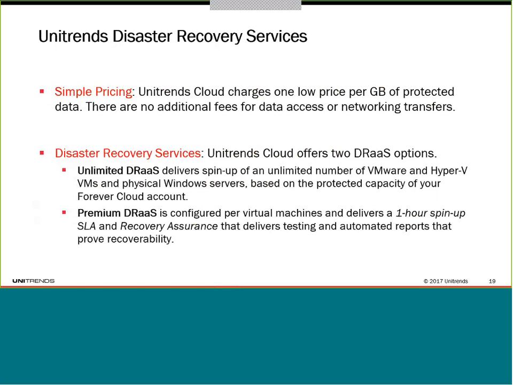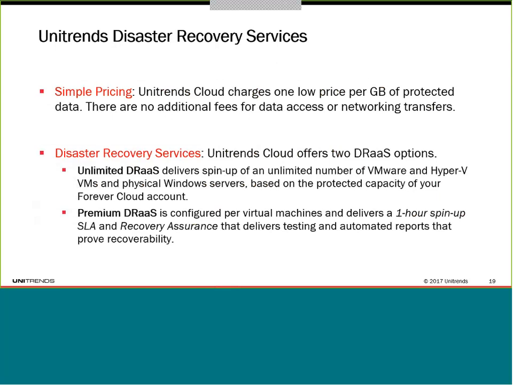The other thing that Unitrends Cloud offers is simple pricing. One low price per gigabyte of protected data. No additional fees, no recovery fees, no movement fees, or any other sort of fees on top of it. It's just a one-time, one-per-gig cost.